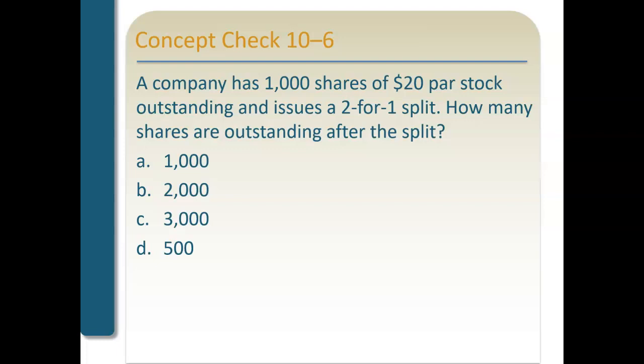Guys, what do you think here? A company has 1,000 shares of $20 par stock outstanding and issues a 2-for-1 split. How many shares are outstanding after the split? What do you think? If we had 1,000 shares and they're issuing a 2-for-1, now we have 2,000 shares, right?